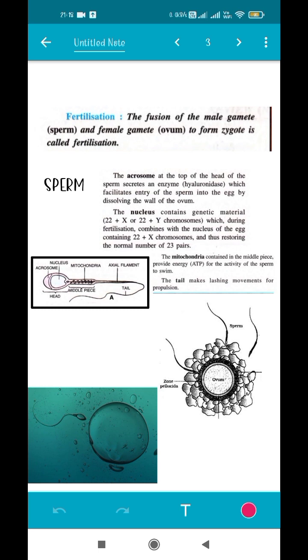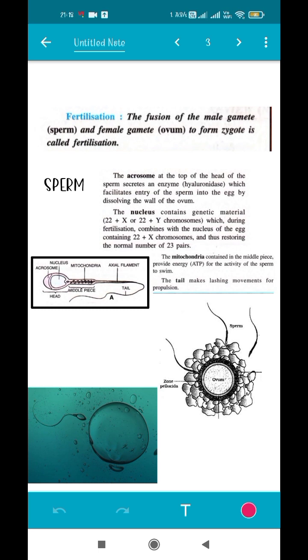So the two gametes are the sperm and the ovum. We are going to learn about their structures in detail. As you can see, the structure of the sperm is given below. It consists of the head region, the middle region and the tail region. The head region consists of the acrosome and the nucleus of the sperm.